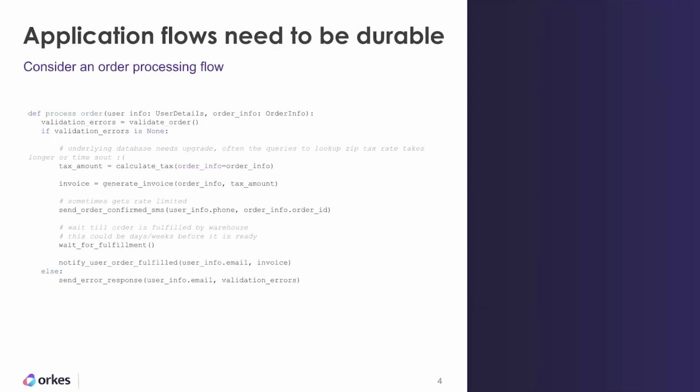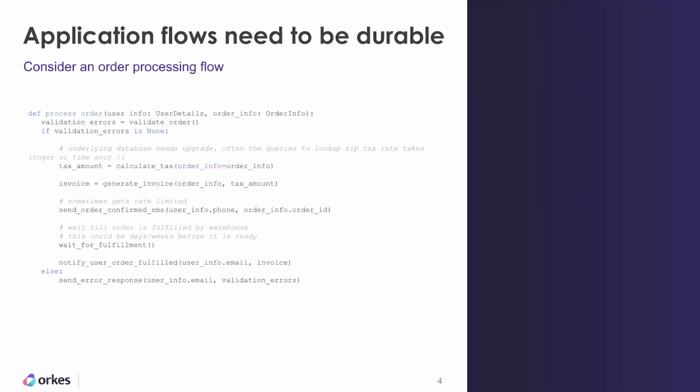So this is the reason why application flows need to be durable. Let's think about, as I said, a very hypothetical, simplistic example of an order processing system. Typically, what you would do is start by validating the order, whether it is correct or not. For brevity, I have omitted some of the complexities here, so it can fit in a single screen and is palatable when we are looking at it. And then we are doing some tax calculation, invoice generation, and so forth.